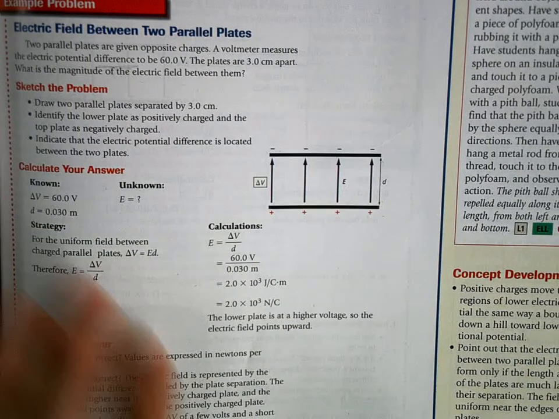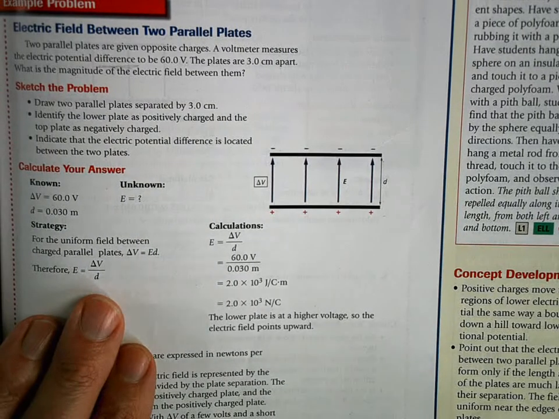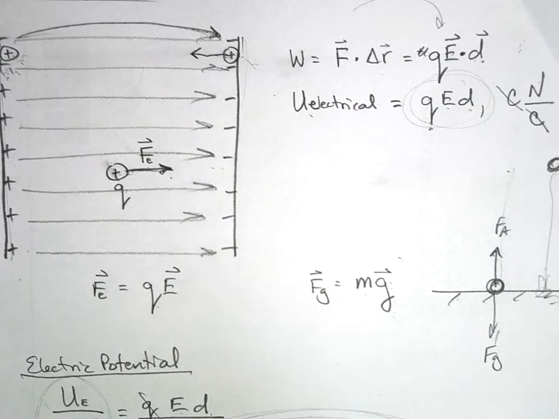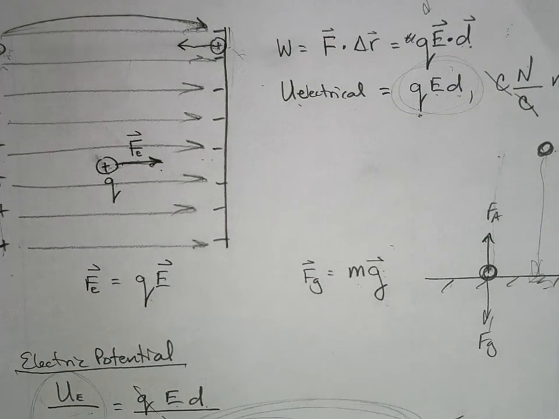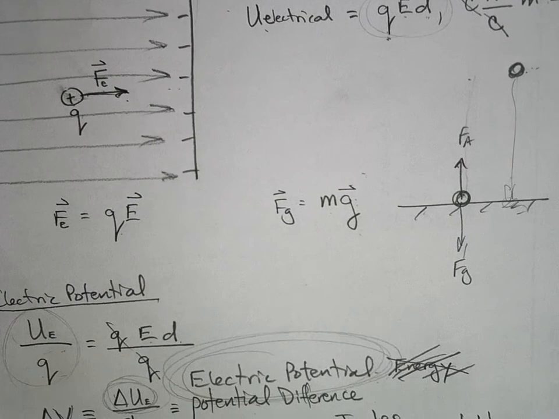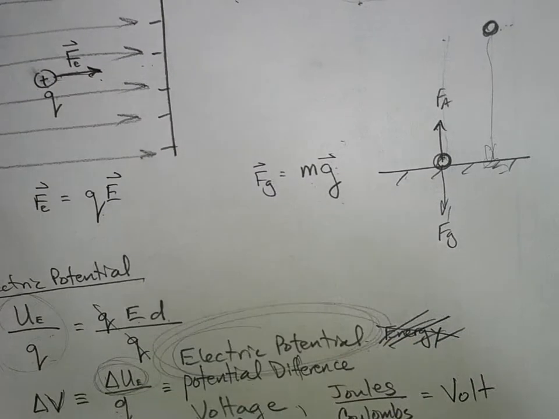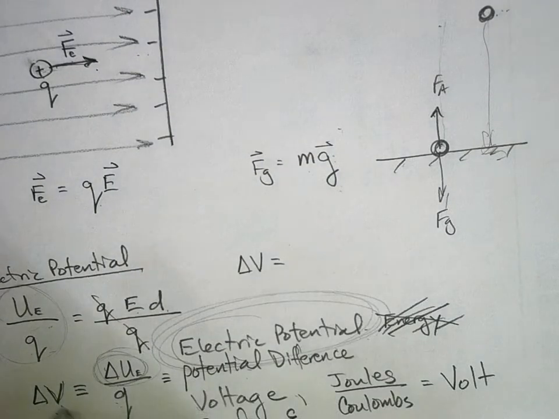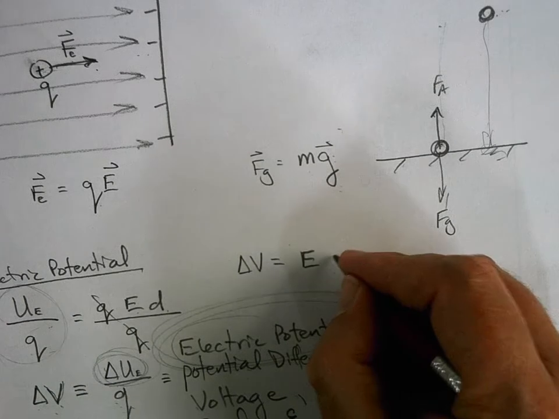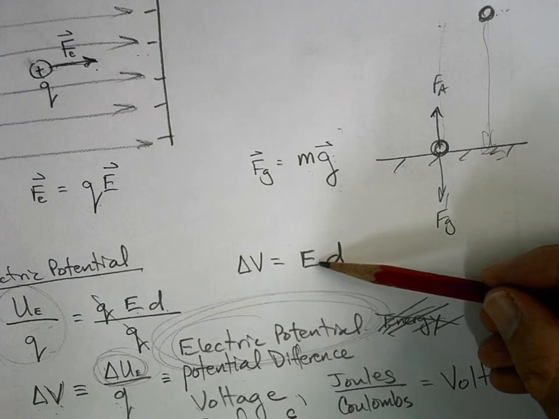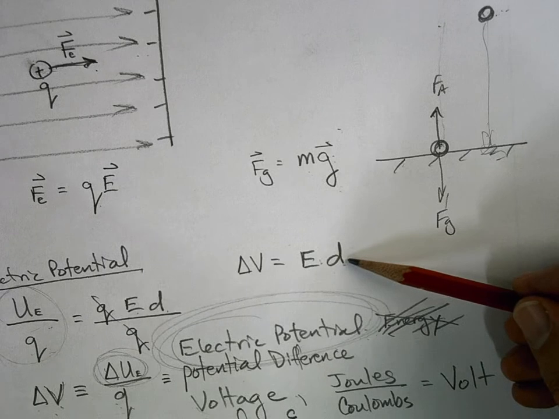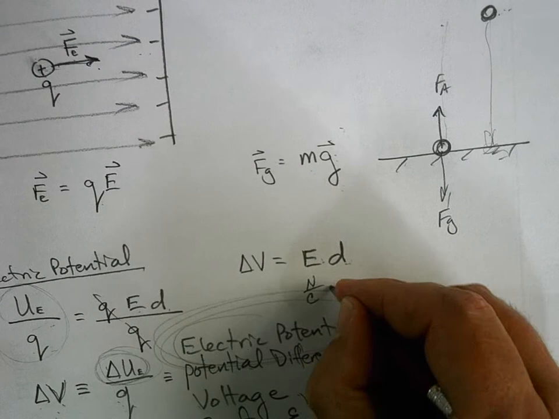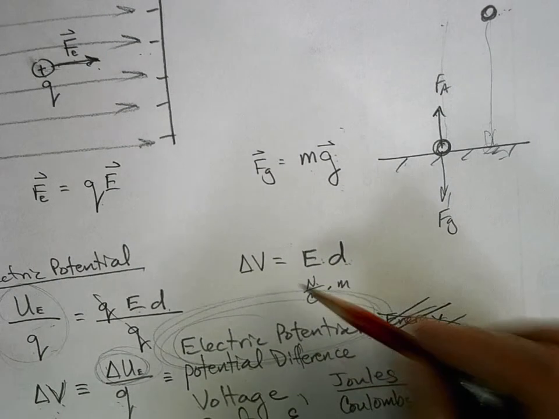So, well, we use our basic equation. Actually I didn't really get to that, did I? Delta V is equal to the electric field times the distance, the strength of the electric field times the distance. Okay, so here's our electric field. And let's take a look at the units here. This is newtons per coulomb times meters. Newton meter is a joule. Joule per coulomb is a volt.